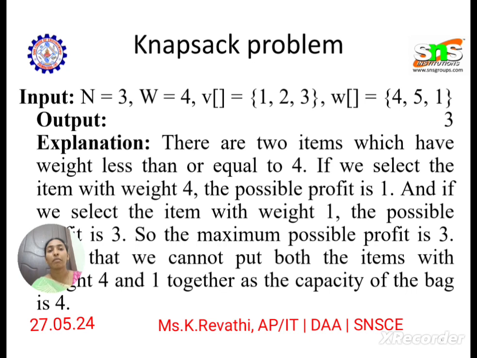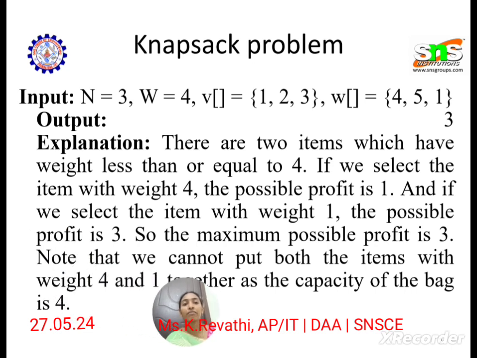The explanation is that there are two items which have weight less than or equal to 4. If we select the item with weight 4, the possible profit is 1. And if we select the item with weight 1, the possible profit is 3. So the maximum possible profit is 3. Note that we can't put both the items with weight 4 and 1 together as the capacity of the bag is 4. The item with weight 1 will be selected.